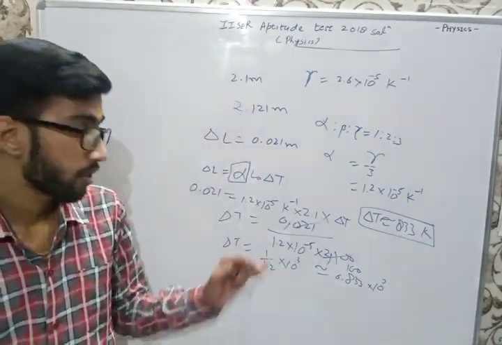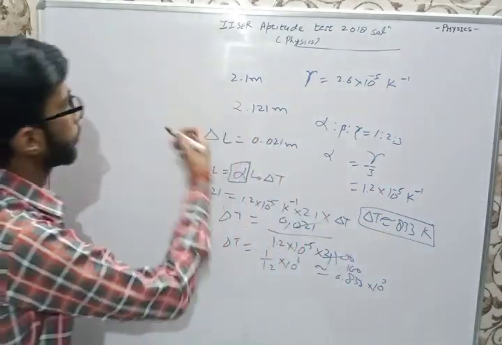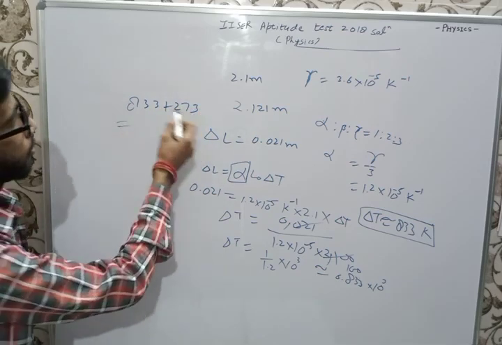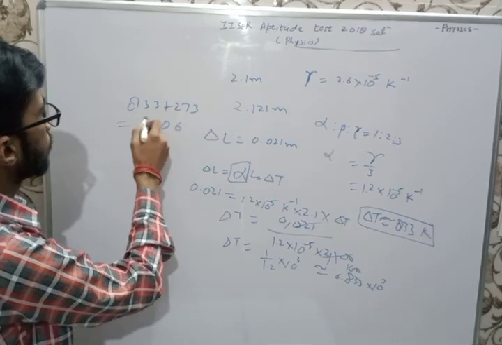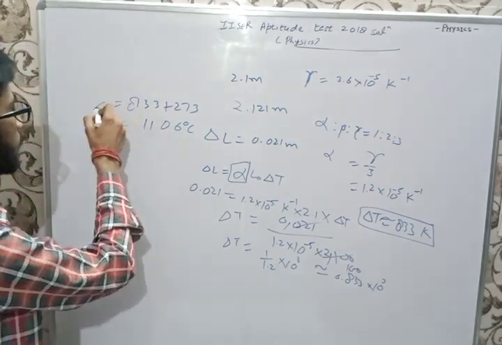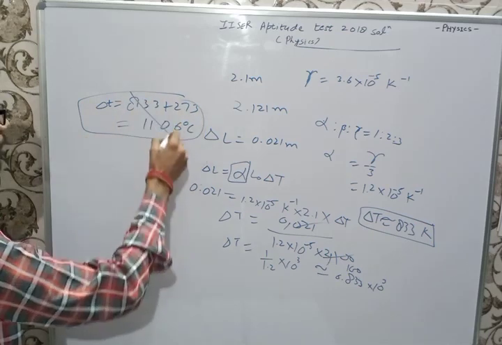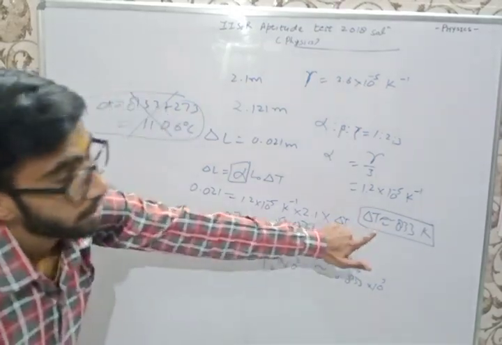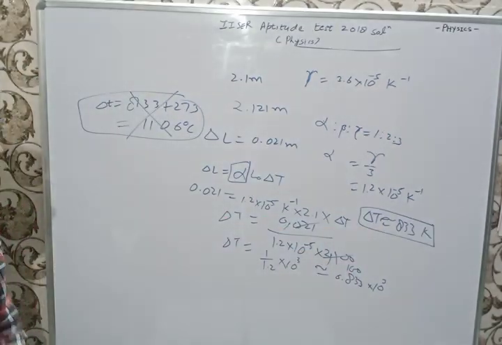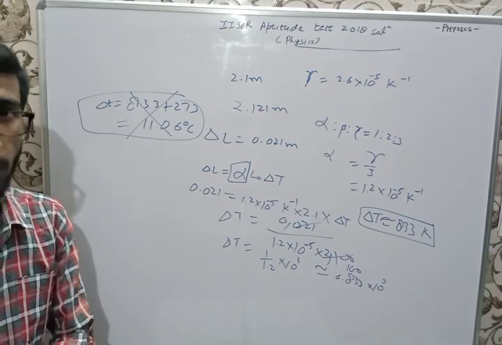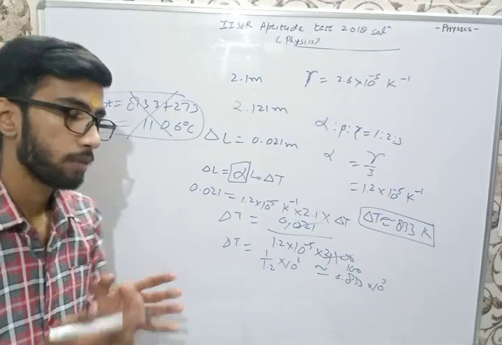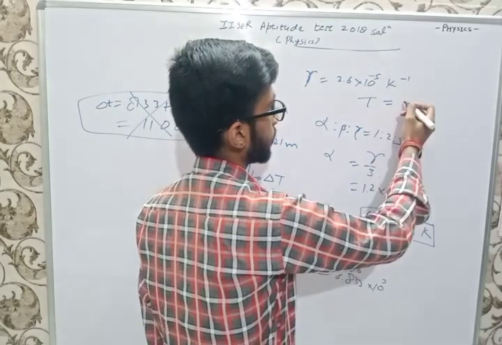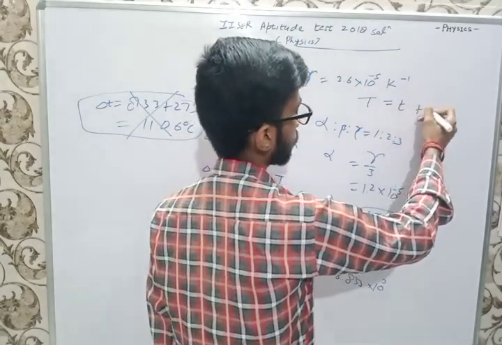Most of the students will make a mistake: they will write it in degree Celsius as 833 plus 273, and this is 1106 degree Celsius, the delta T. But it is absolutely wrong, because it is not the absolute temperature. It is the change in the degree Celsius scale, and the change in absolute temperature is the same. Recall that the absolute temperature is simply the temperature in degree Celsius plus 273.